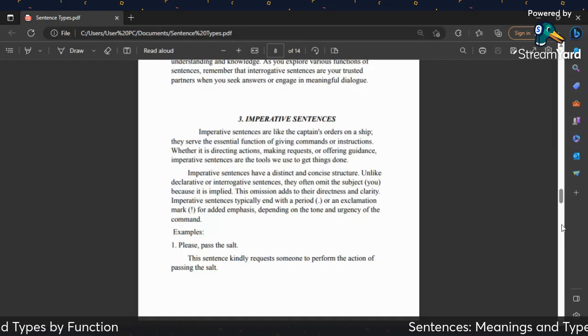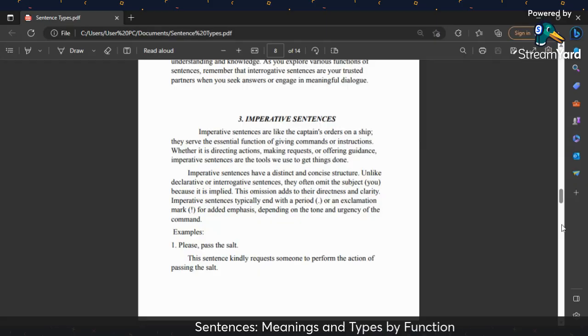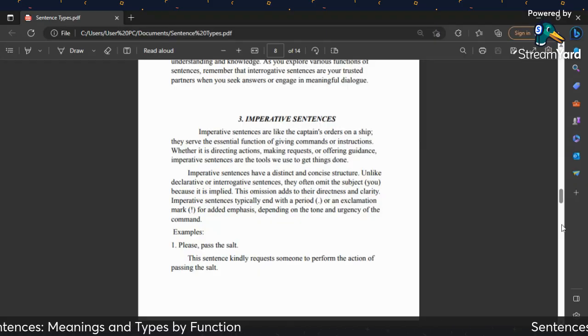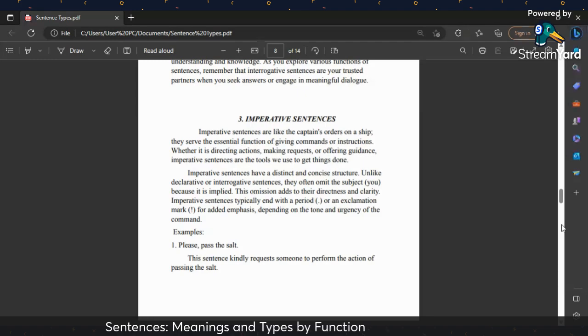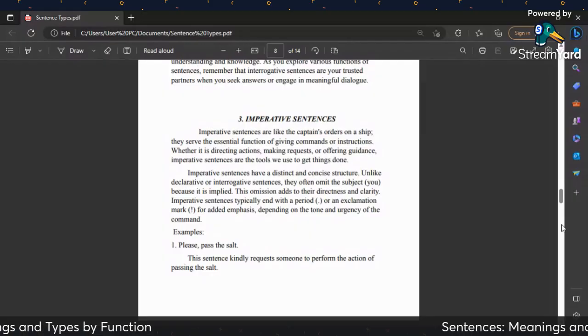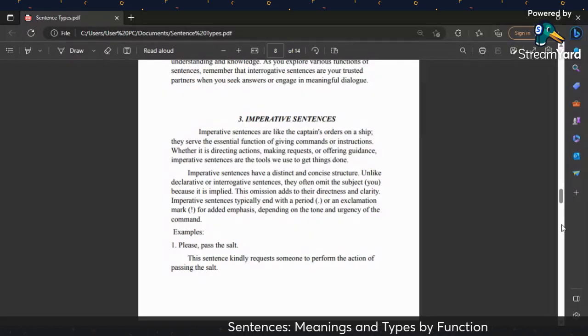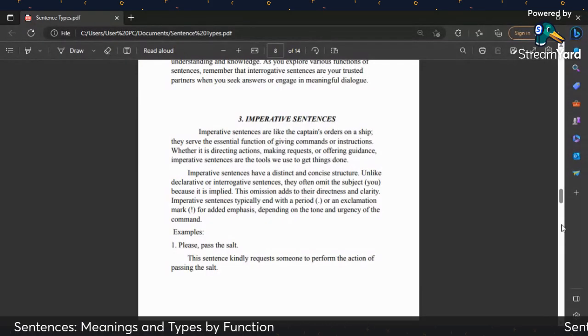Most times they end with the exclamation mark, and most of the time when they end with the exclamation mark, they are for emphasis, depending on the tone and the urgency of the command. At times they end with the full stop too, but most of the time we end them with the exclamation mark just to show that this is meant to emphasize.